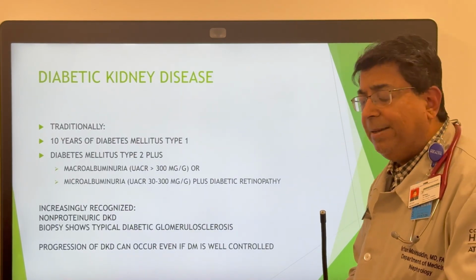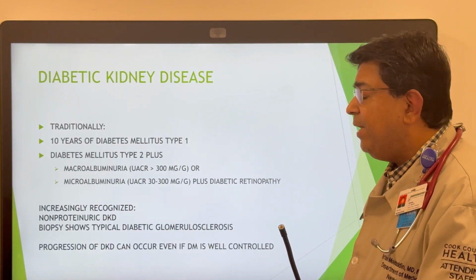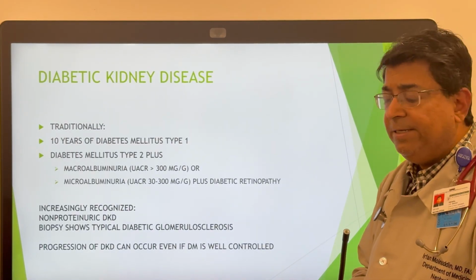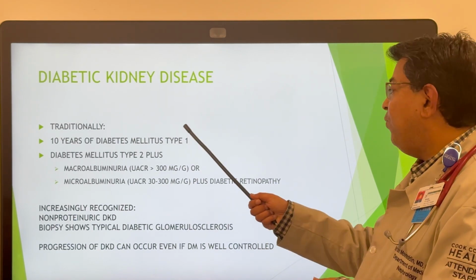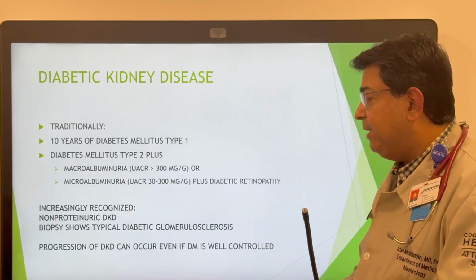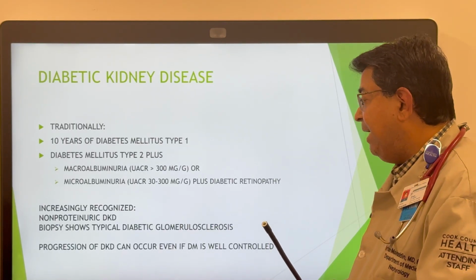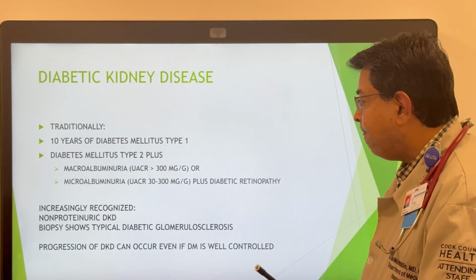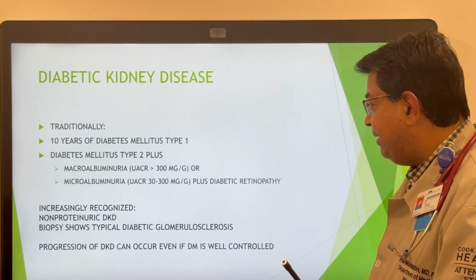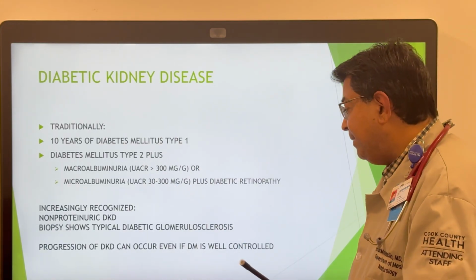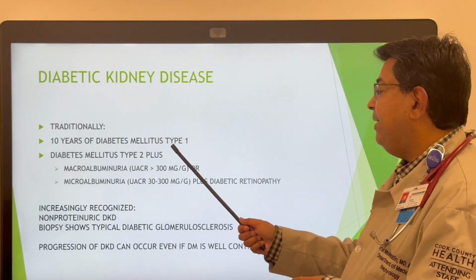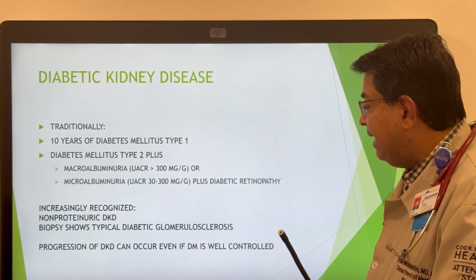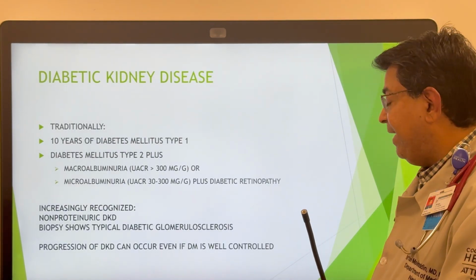So let's talk about diabetic kidney disease. How do you diagnose diabetic kidney disease? The traditional definition of diabetic kidney disease was as follows. If you had type 1 diabetes mellitus, so you had 10 years of type 1 diabetes mellitus and impaired GFR, that was sufficient to diagnose diabetic kidney disease. If you had type 2 diabetes mellitus and you had macroalbuminuria or albumin to creatinine ratio of greater than 300 milligrams per gram or 300 milligrams per 24 hours, that was consistent with the diagnosis of diabetic kidney disease.